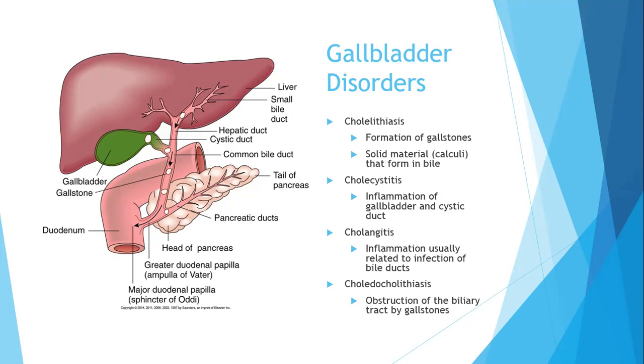Cholecystitis is inflammation of the gallbladder and the cystic duct. The cystic duct goes from the gallbladder to the common bile duct. So just inflammation. Cholelithiasis can cause cholecystitis. Cholangitis is inflammation related to infection of the bile ducts. So that's usually some outside agent or an opportunistic pathogen that infects the bile ducts.